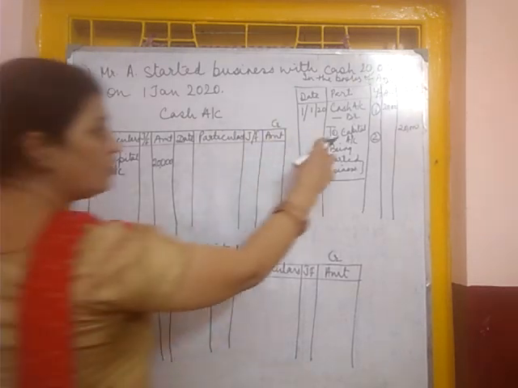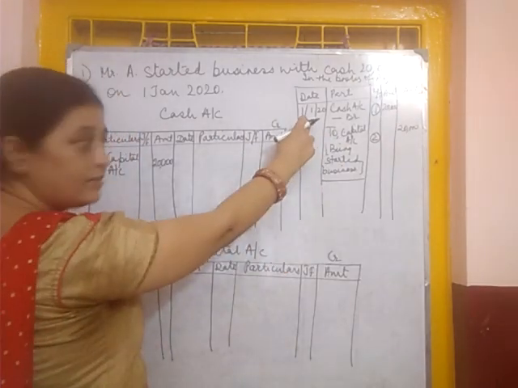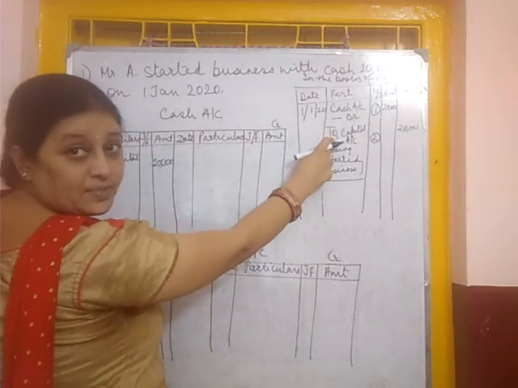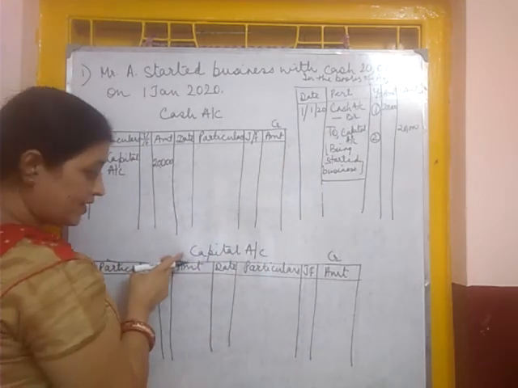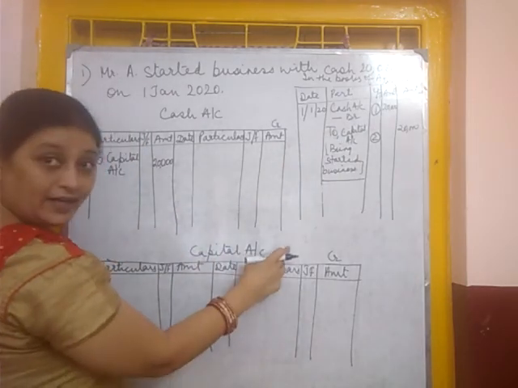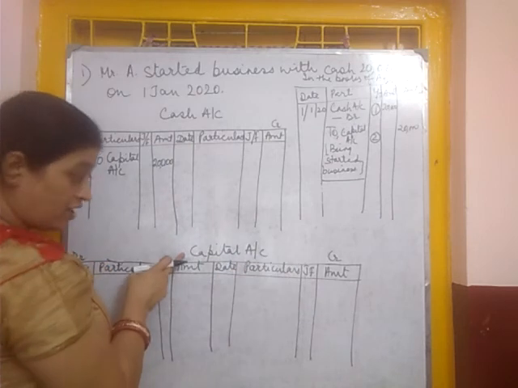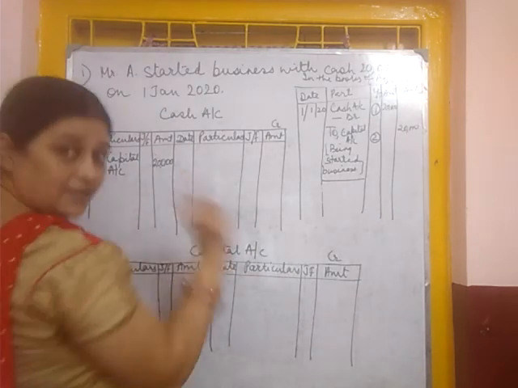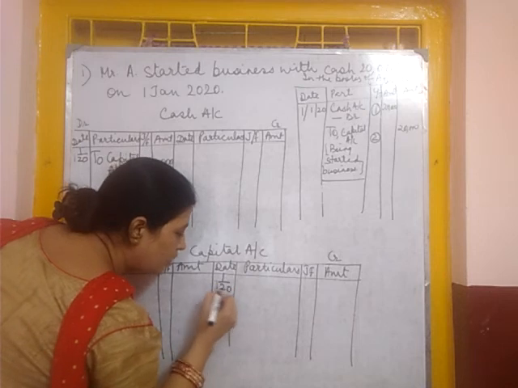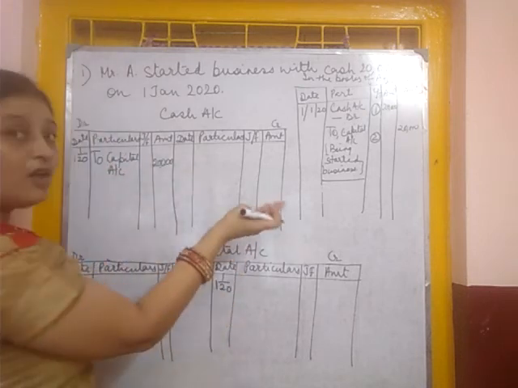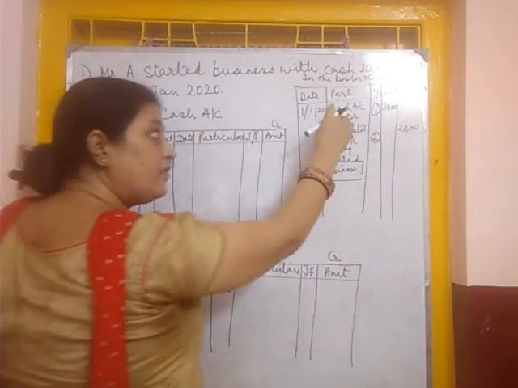In the same manner, for capital account also, we have to do. See, in the capital account, what is the date? Same date is there, but it has been credited. So on the credit side of capital account, this is the credit side, we will put the same date. Date will be 1st January 2020. But we have to write the opposite one, the one which has been debited.